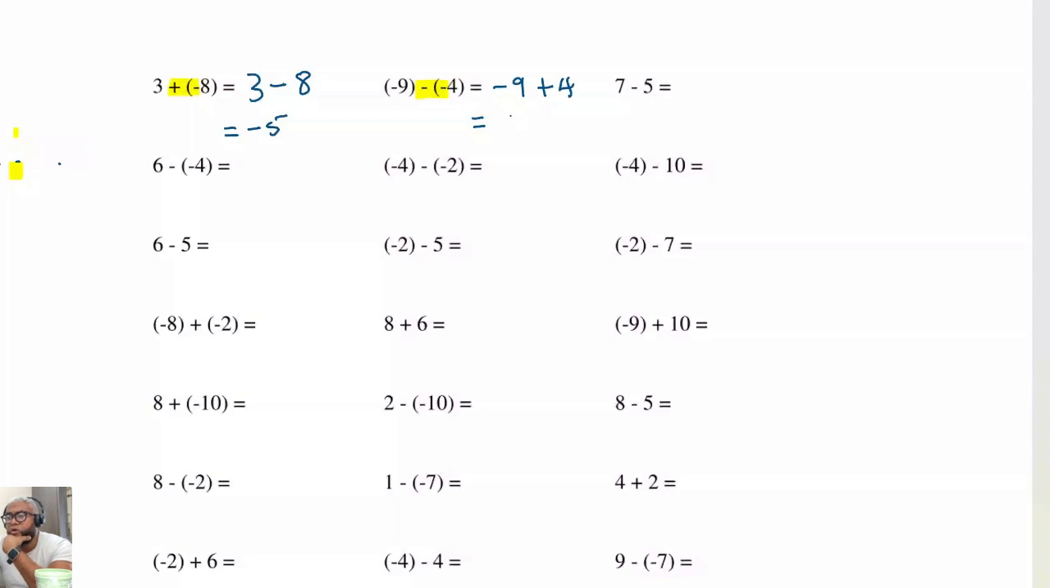Negative 9 plus 4, Zia. 13? How much you got? 13. If the two signs are the same, what do I do, Zia? I mean, the two signs are different. If my two signs are different, what do I do? Put the sign in front of the bigger number. That's all I told you to do if the two signs are different. What do I have to do? Add or subtract?